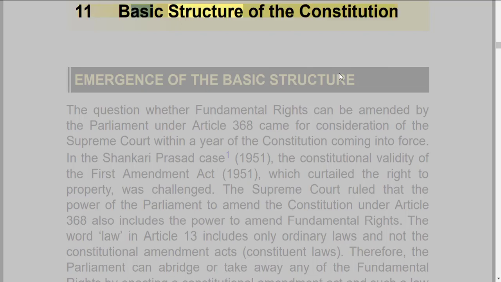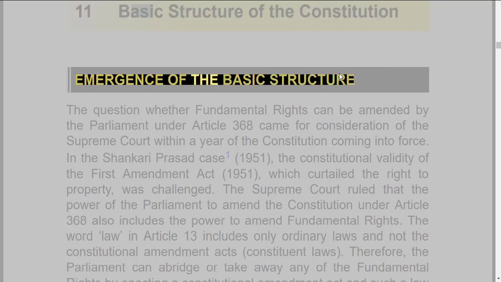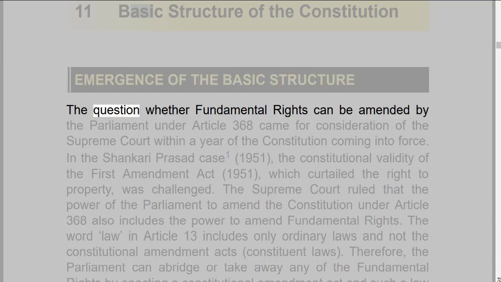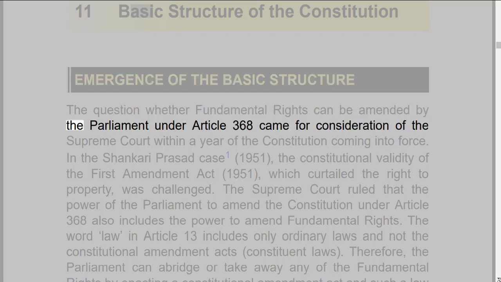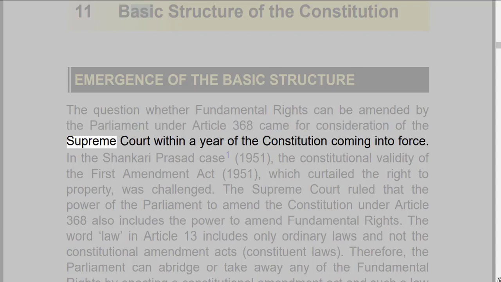11. Basic structure of the Constitution. Emergence of the basic structure. The question whether fundamental rights can be amended by the Parliament under Article 368 came for consideration of the Supreme Court within a year of the Constitution coming into force.